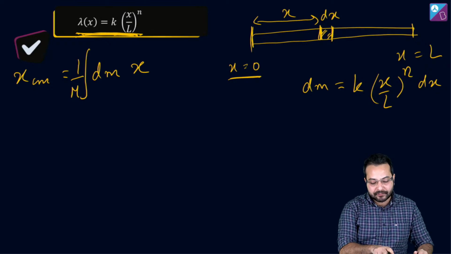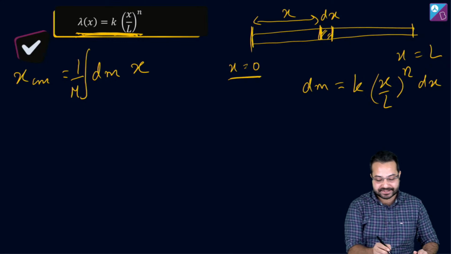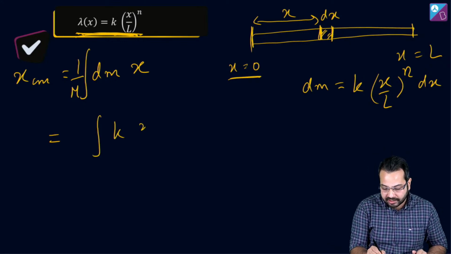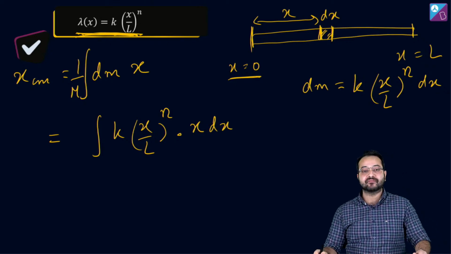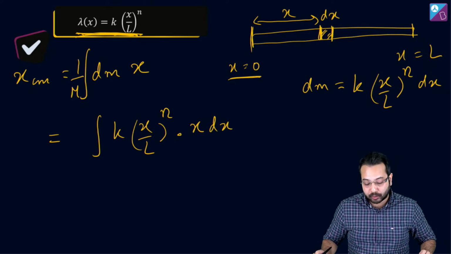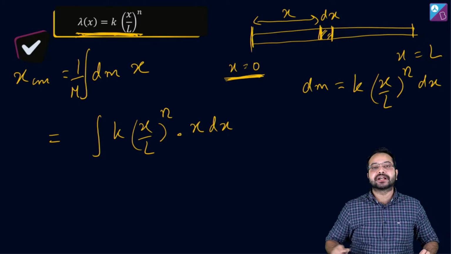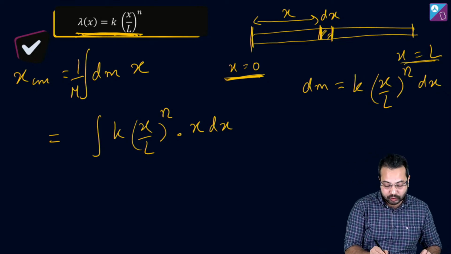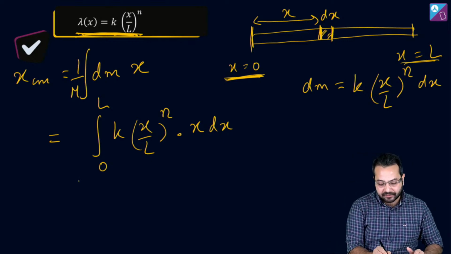Perfect. Now what we have to do is we have to substitute over here. Okay, dm into x. So this is going to become the integral of k (x upon L) to the power n, then we multiply it by x, and then we have a dx over here as well. And the limit of integration is going to go from where to where? The x is going to vary from the left end, which is at x equal to 0, to the right end, which is at x equal to L. So the limit of integration is going to go from 0 to L. Is that correct?